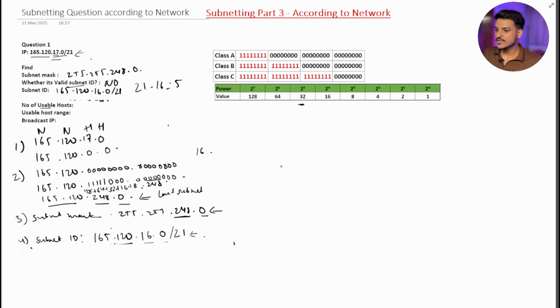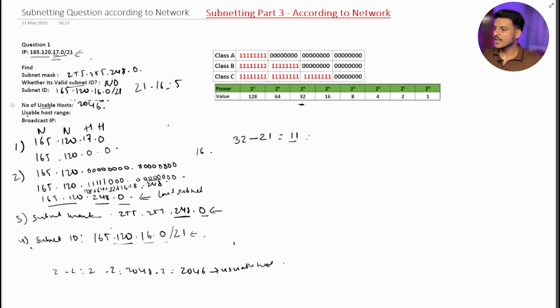Now we have to find the number of usable hosts. From this we have seen that 21 bits were given to the network, and a total of 32 bits are possible in an IP. So 32 minus 21 gives us 11. To find the number of usable hosts, we use 2 raised to n minus 2. If we put the value 11 in n, it will be 2 raised to 11 minus 2, so 2048 minus 2, which is 2046 actual usable hosts. So the value of actual usable hosts is 2046.